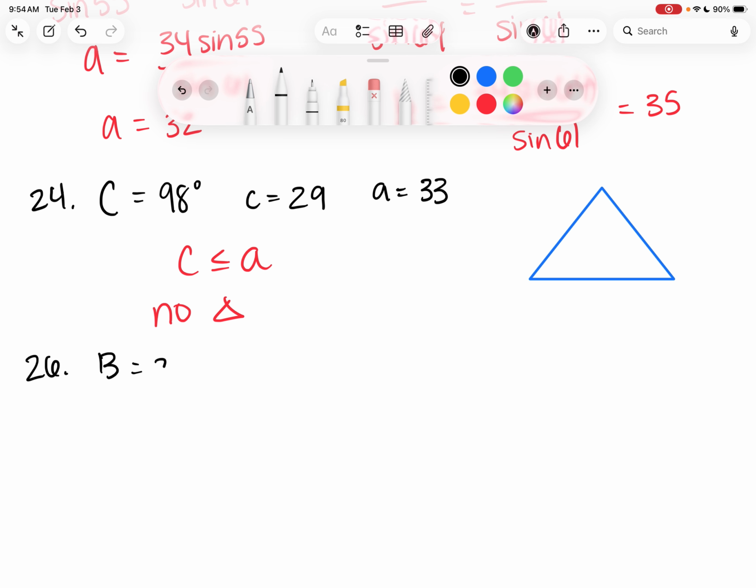Angle B is 21 degrees, side B is 17, and side C is 32.